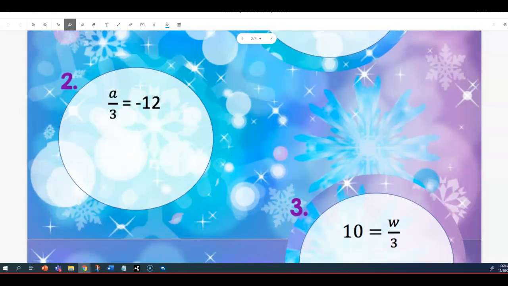All right, we're gonna do number 2 together because number 2 has a negative in there, and I know that makes it a little more difficult. So we're gonna start with this. They also did the fact that says bubble 10 equals W.